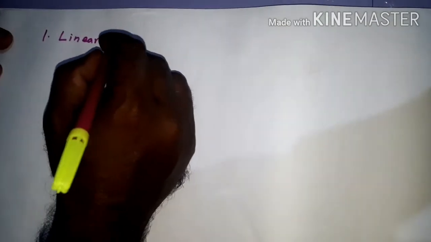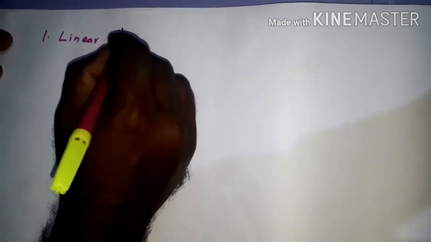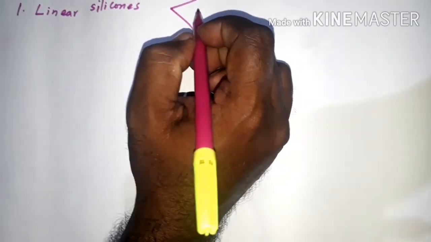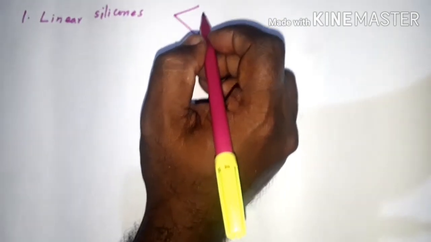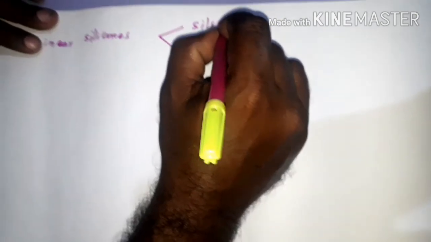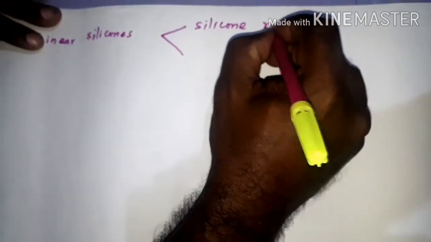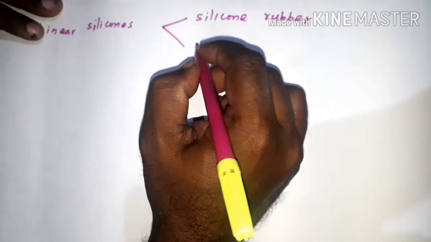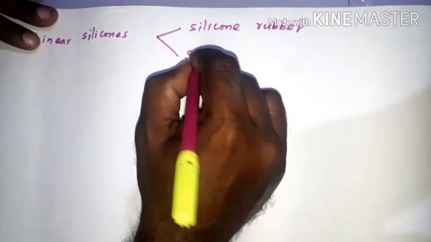So the first one is linear silicones. Linear silicones, then there are 2 types. One is silicone rubber, another one is silicone resins.